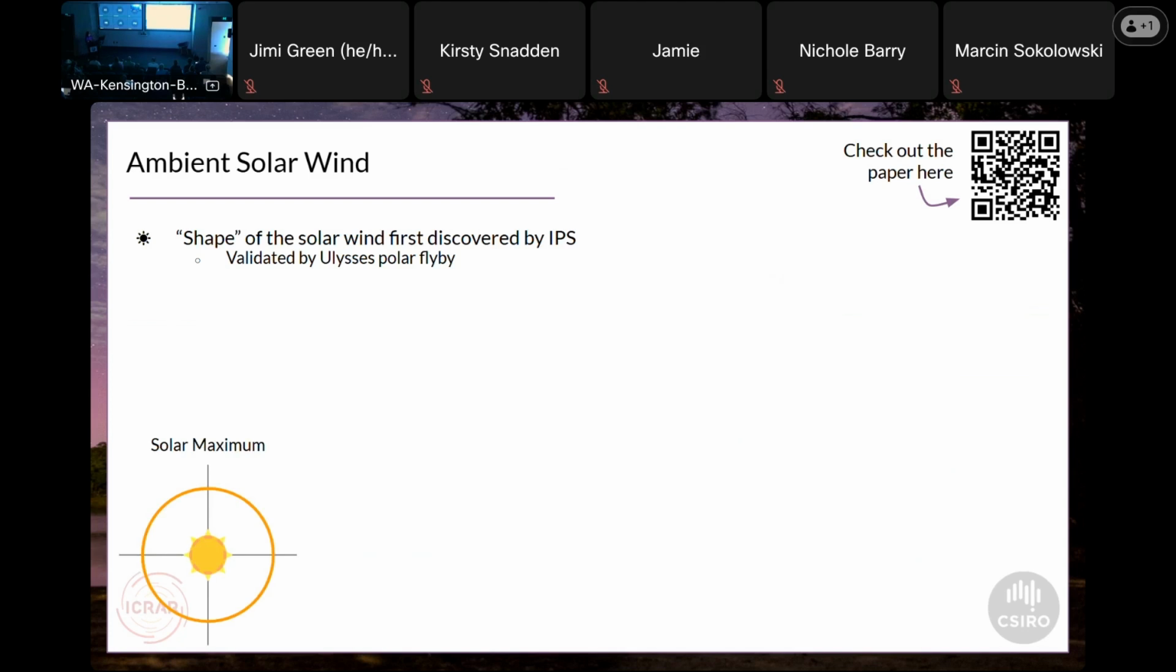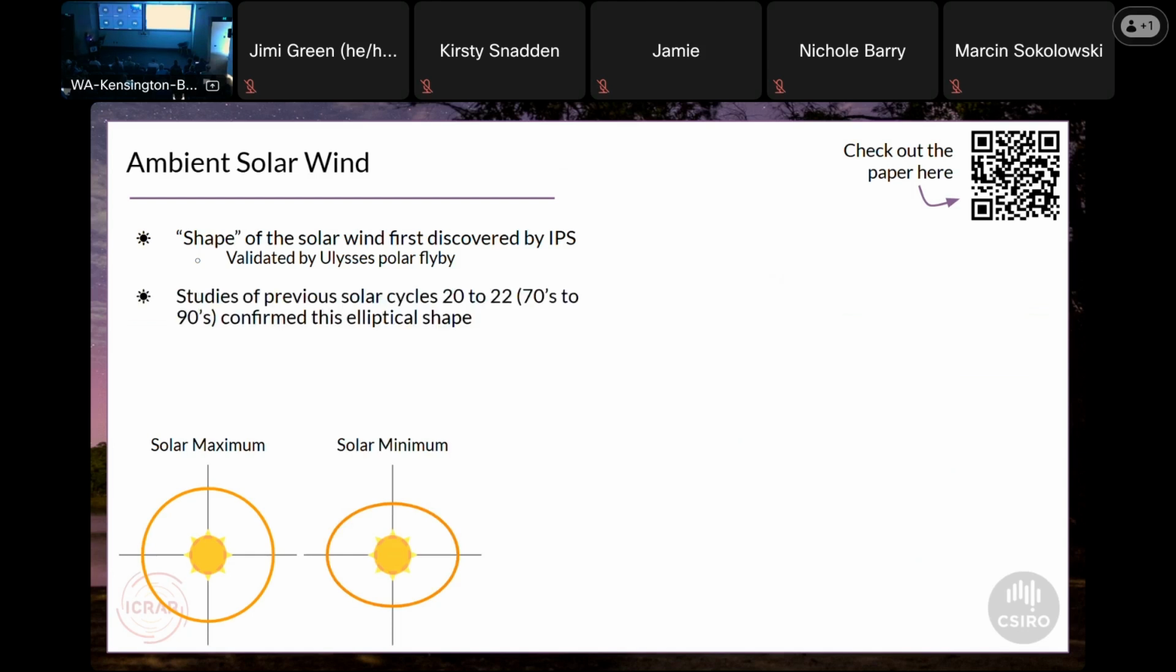For solar maximum, we say it's spherically symmetric. No matter what latitude you are around the sun, you will reach the same density at the same radius. But at solar minimum, we see that it's a bit of a squished ellipse. There are really fast winds coming off the poles of the sun, which lead to decreased density, giving you a squished ellipse. There are plenty of studies that have confirmed the reduction between the equator and the pole.